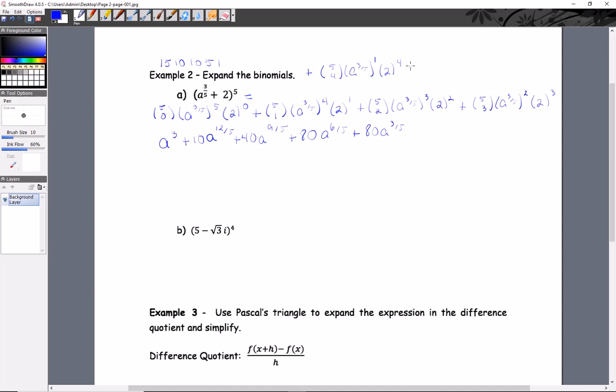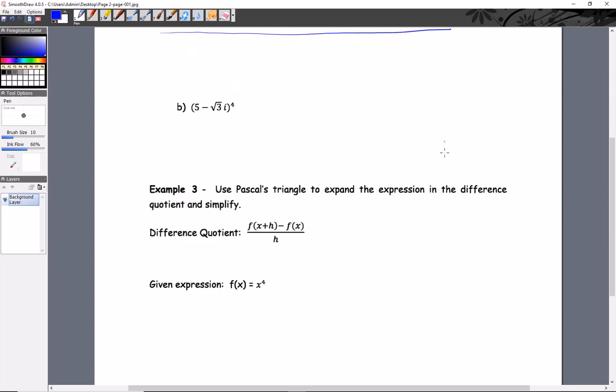And then your last one will be 5 things taken 5 at a time. There's only one way that can happen. And then that'll be a to the 3/5 raised to the 0 power, so that's 1. And then times 2 raised to the 5th power. So I think everything here is just 1, 1, and then 32. So that's plus 32. So there's your expansion, even with rational exponents. So let's look on at B.